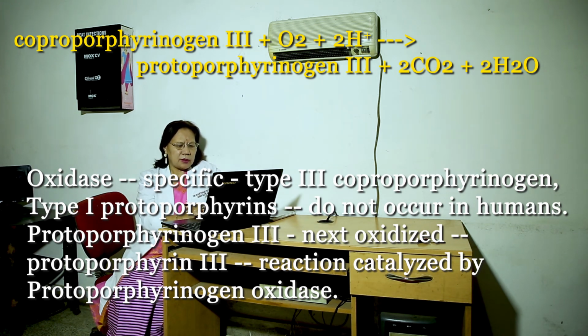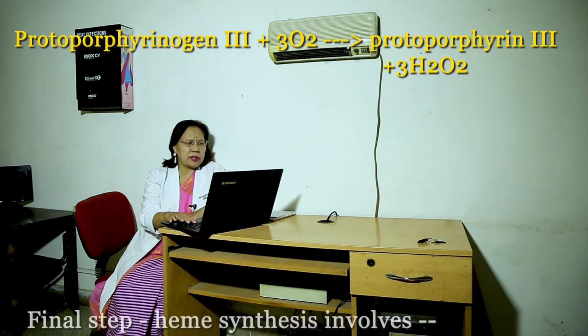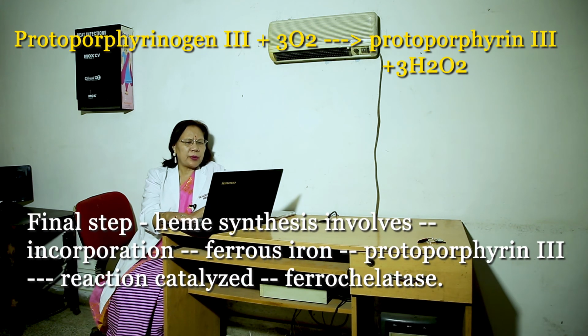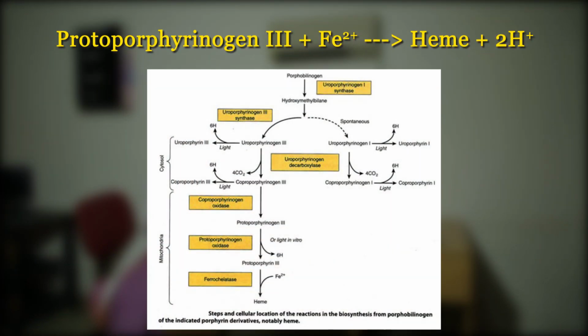Protoporphyrinogen III is oxidized to protoporphyrin III, a reaction catalyzed by protoporphyrinogen oxidase. In the seventh reaction, protoporphyrinogen III plus 3 molecules of oxygen results in protoporphyrin III and 3 molecules of hydrogen peroxide. The final step of heme synthesis involves the incorporation of ferrous iron into protoporphyrin III, and the reaction is catalyzed by the enzyme ferrochelatase. Finally, protoporphyrin III plus iron forms heme.